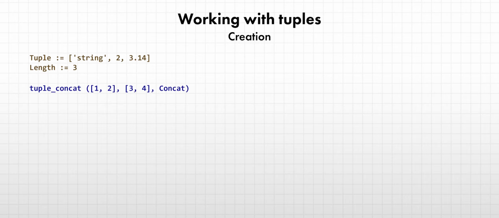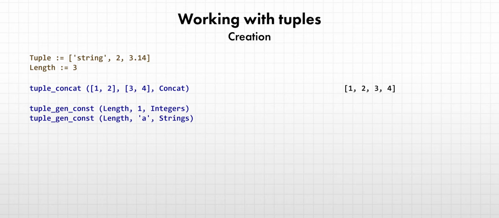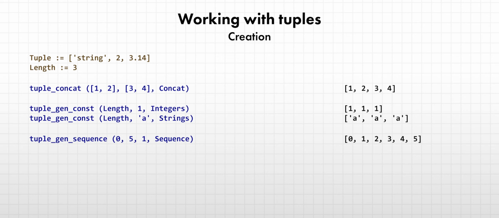Let's begin with the creation. The assign operation lets you define arbitrary control tuples. Tuple concat joins two tuples to a new one. Additionally, there are convenience operators to create tuples with a specific length and a constant value, sequences, or pseudo-random numbers. Now let's talk about inline operations.